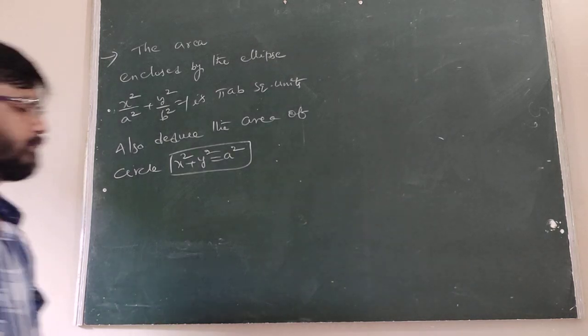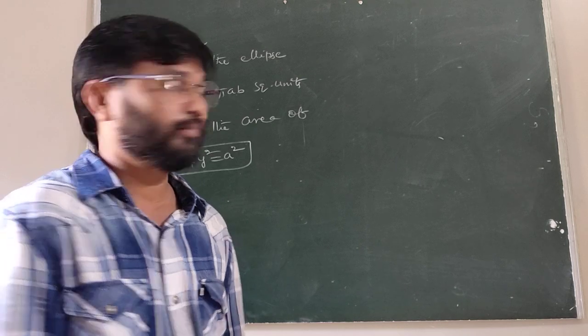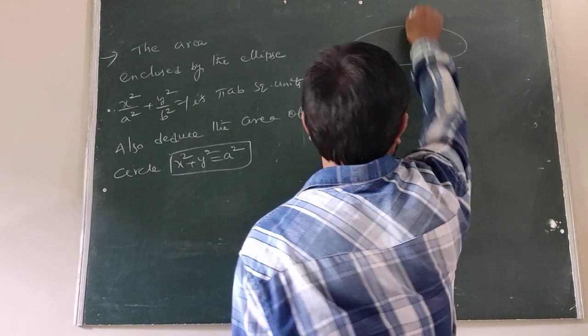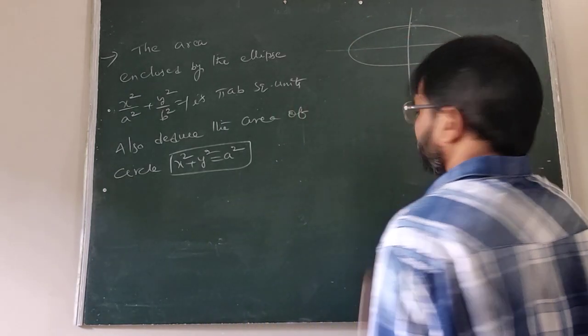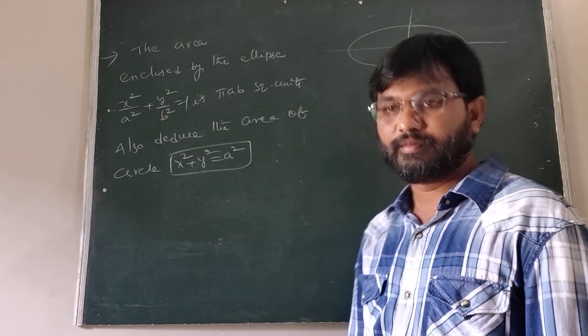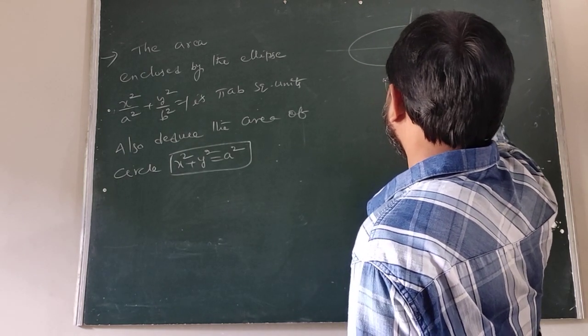How to find this one? So the ellipse topic is there in coordinate geometry. The ellipse is the diagram like this. This is the ellipse. All of you listen here. This is the ellipse. Okay. So the ellipse is this one.